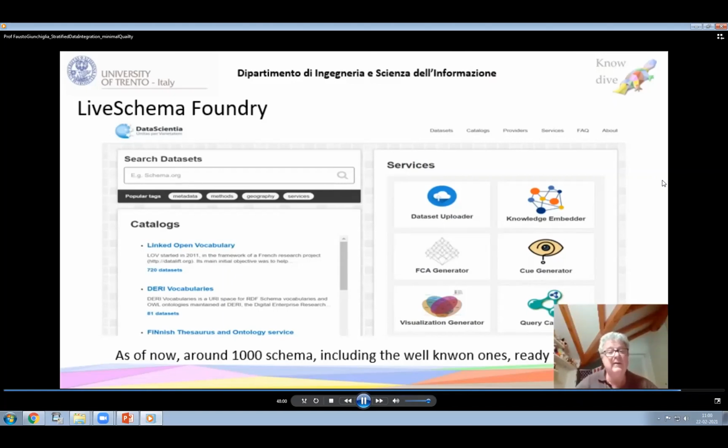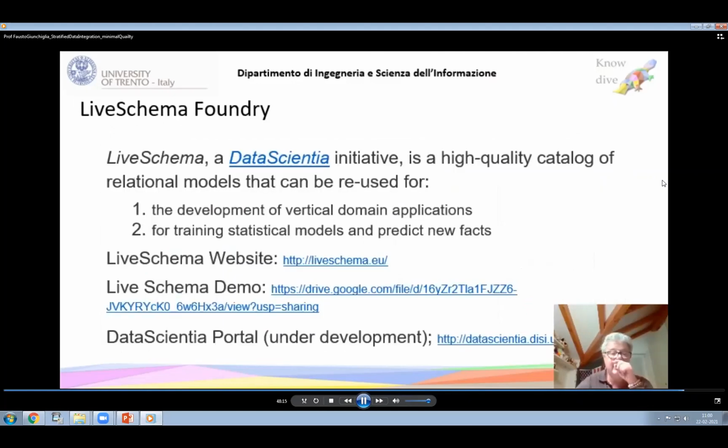Anyhow, we call it the Schema Foundry, because this is exactly the kind of repository of schemas that we use to do data integration. We see it as a foundry which you can use to integrate data. And we have two main reasons, which I should have said at the beginning. We are interested in developing vertical domain applications. We are not interested, for instance, in integrating data like Wikipedia. No, we are interested in specific domains.